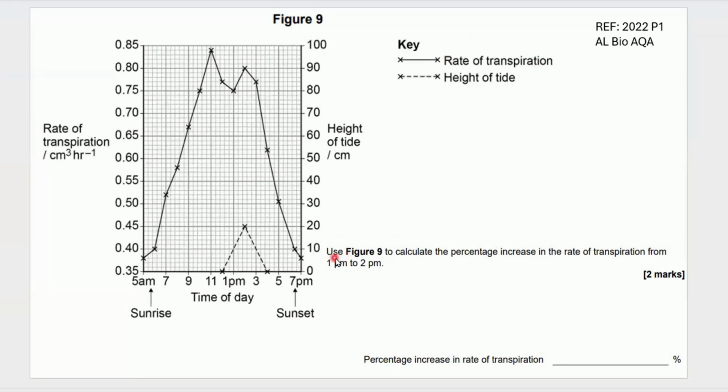Okay, for this next question we have: use figure 9 to calculate the percentage increase in the rate of transpiration from 1 p.m. to 2 p.m. So on the left, we've got rate of transpiration. On the right, we've got height of the tide, we don't need that. And at the bottom, we've got the time.